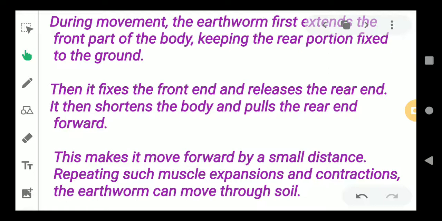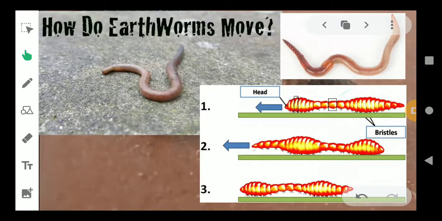Please watch the earthworm and how it is moving. During the movement, what is the first step? The earthworm first extends the front part of the body and keeps the rear portion fixed to the ground. Here you can see, first the tail end is fixed and it extends or elongates the head region, the region in the direction in which it wants to move.